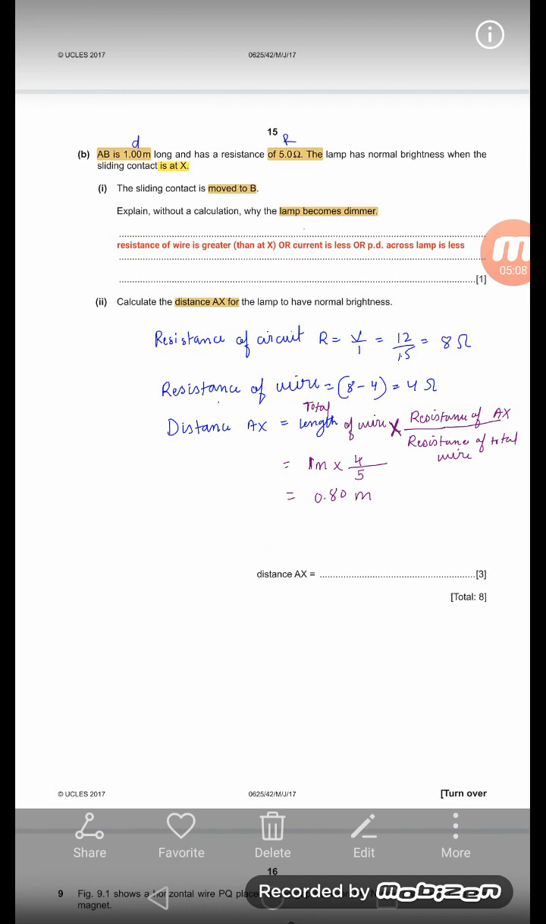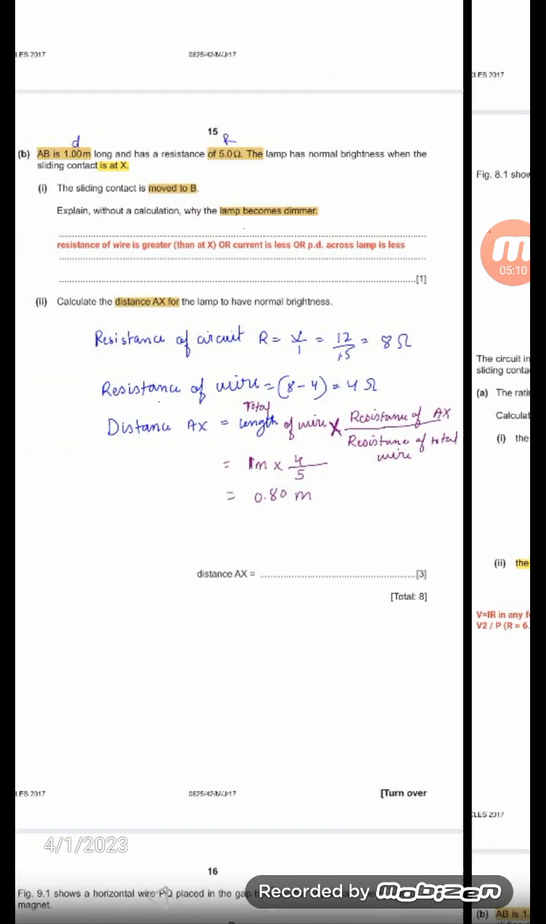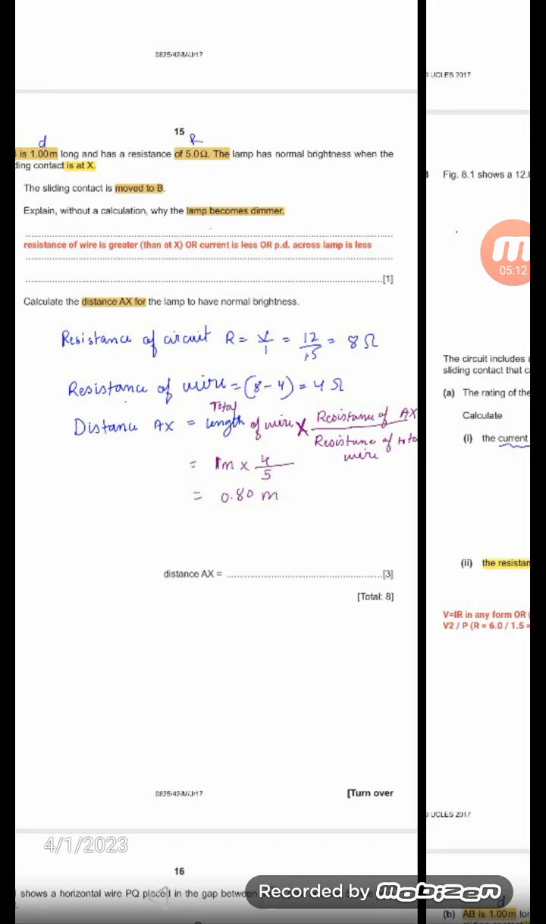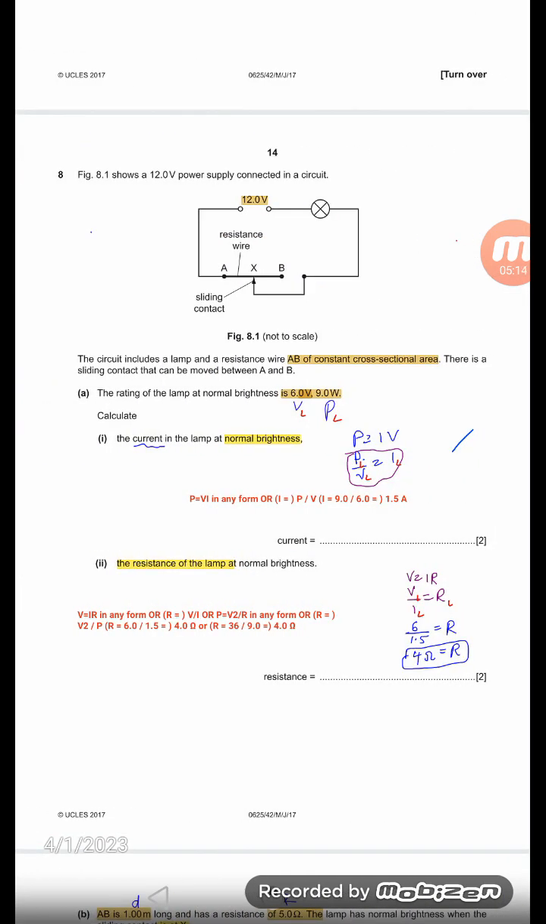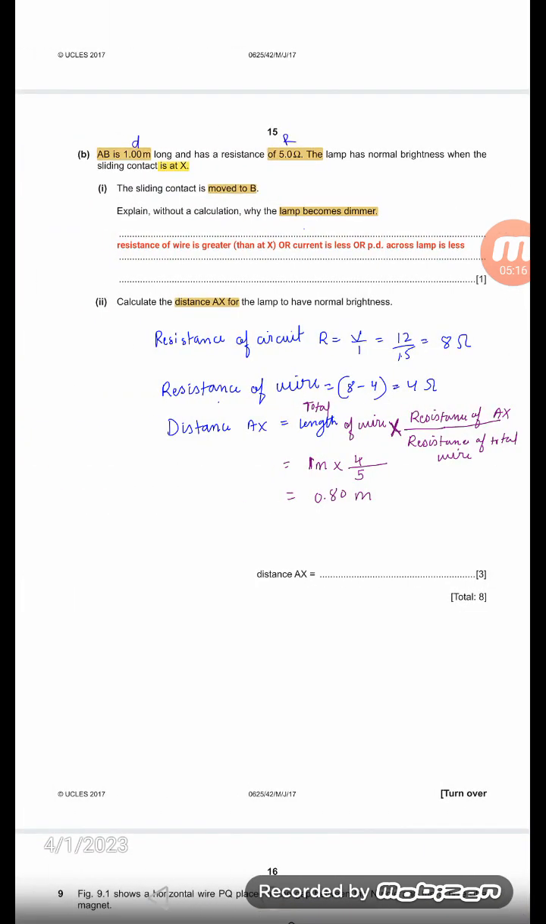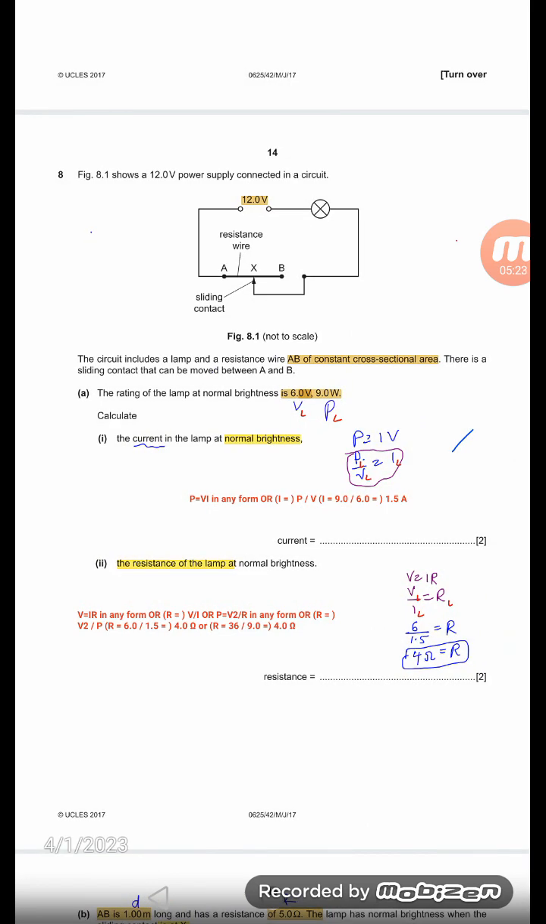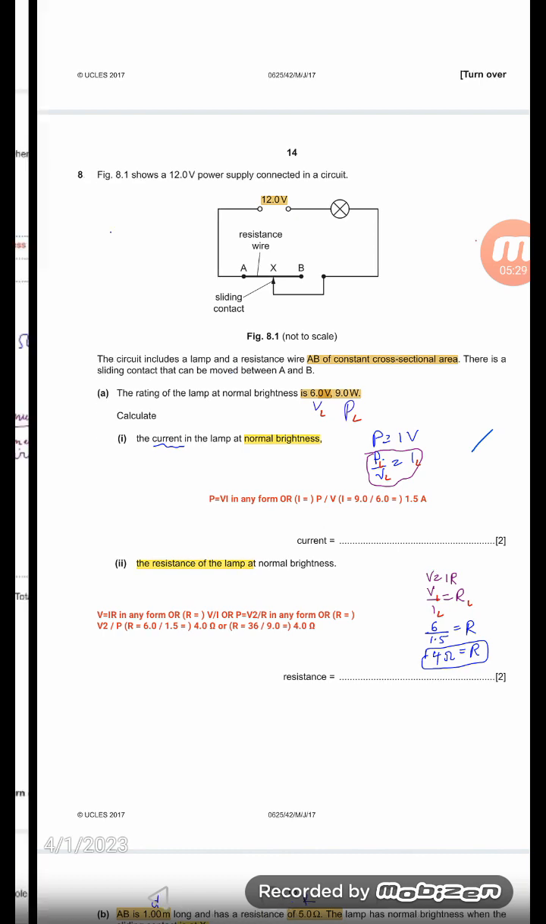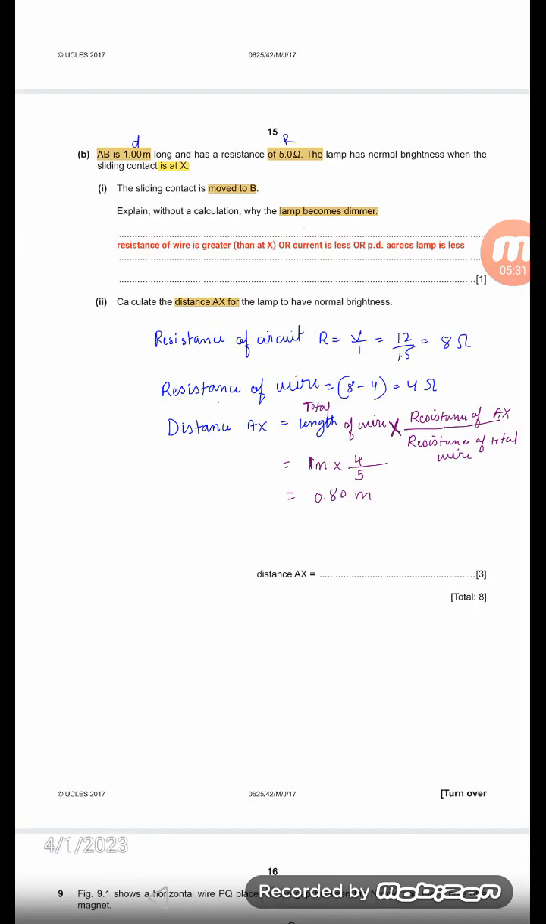Now they are saying the length AB is 1 meter and it has a resistance of 5 ohms. The lamp has normal brightness when the sliding contact is at X. So when the contact is moved from A to B, at X it will have normal brightness.